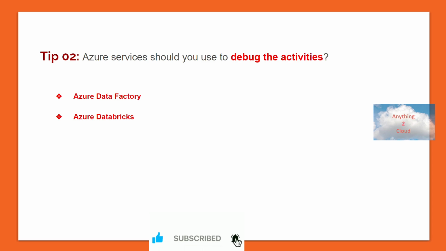The next step is what are the Azure services that can be used to debug the activity. First one is ADF, Azure Data Factory, and the other one is Azure Databricks. With the help of these services, we can debug the activity.